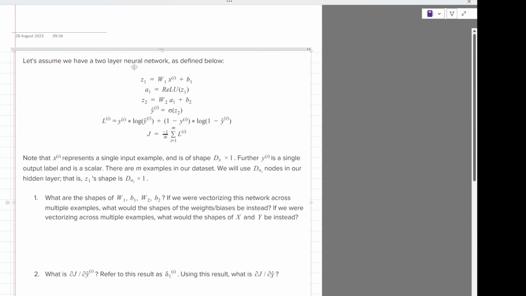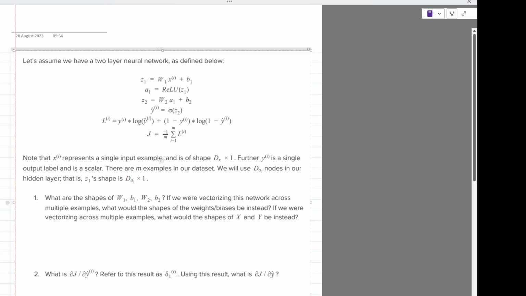Assume we have a two-layer neural network as defined below. So this is the first layer, its activation. Then second layer, then activation, you get some output. Then you have this cross entropy loss. Then sum over all your inputs. This is for the ith entry.